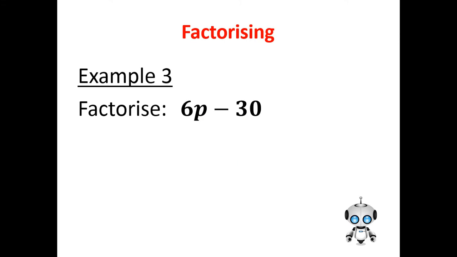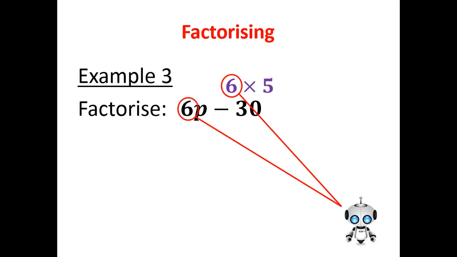Right, our third and last example, factorise 6p subtract 30. Once again, 30 can be made up of 6 times 5, so we know that they both have a common factor of 6. So we're going to take 6 out the front of the brackets.